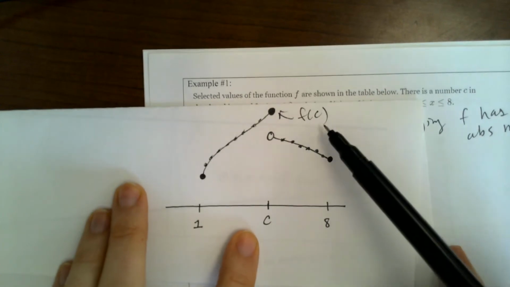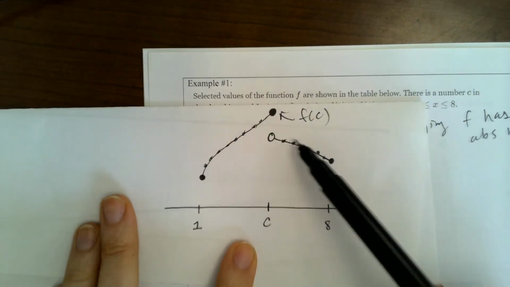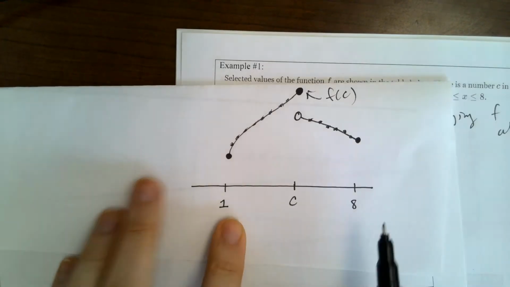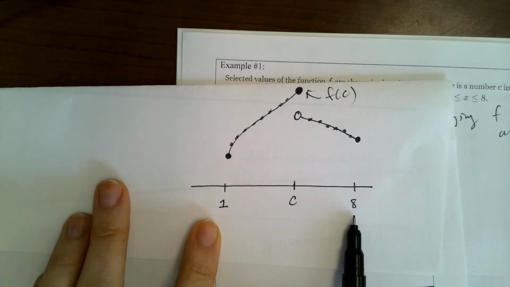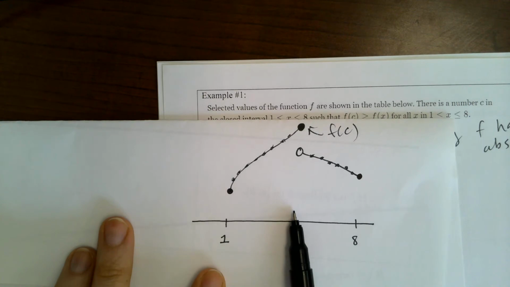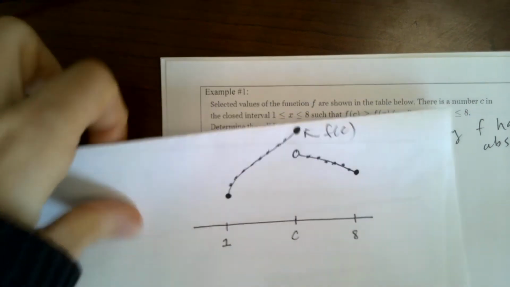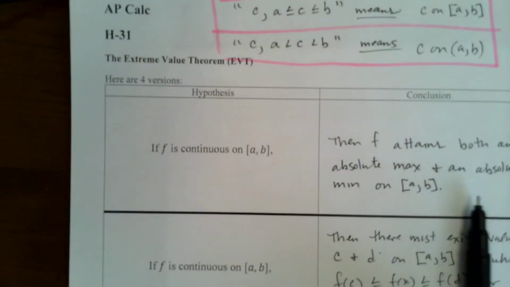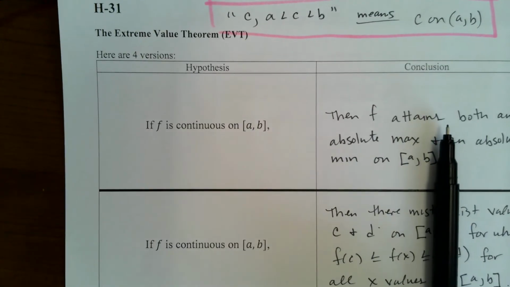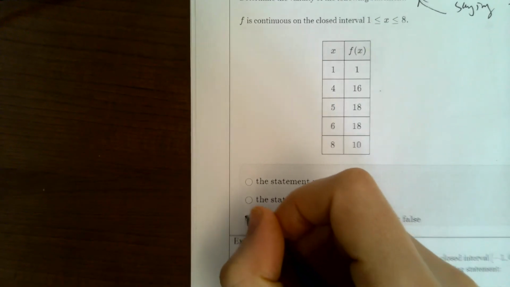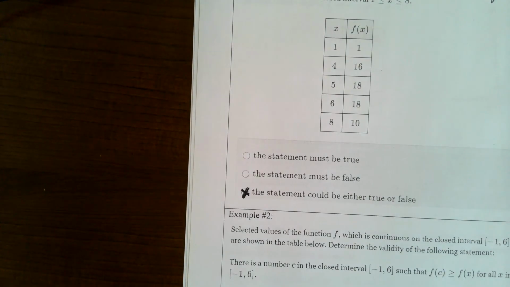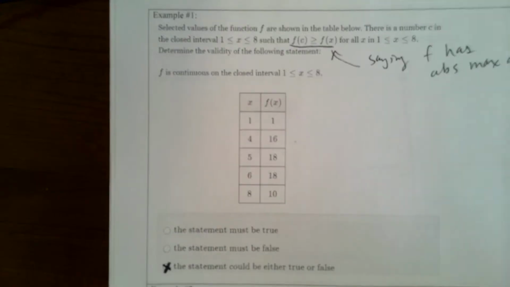This f of c is greater than or equal to all the other f of x's where x is between 1 and 8. But this is not continuous. All right, it's not continuous. So if they give you that you've got an absolute max or min, it does not imply that the function is continuous, but it could be. So the statement could be either true or false. Okay, next.